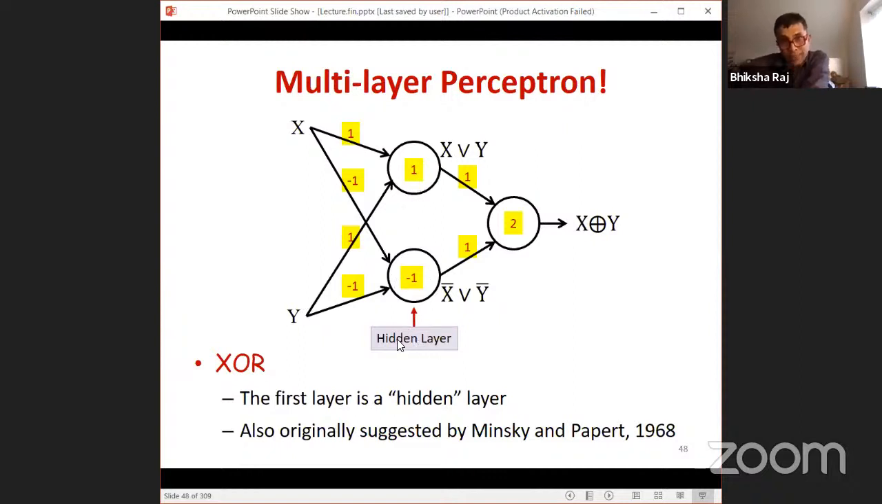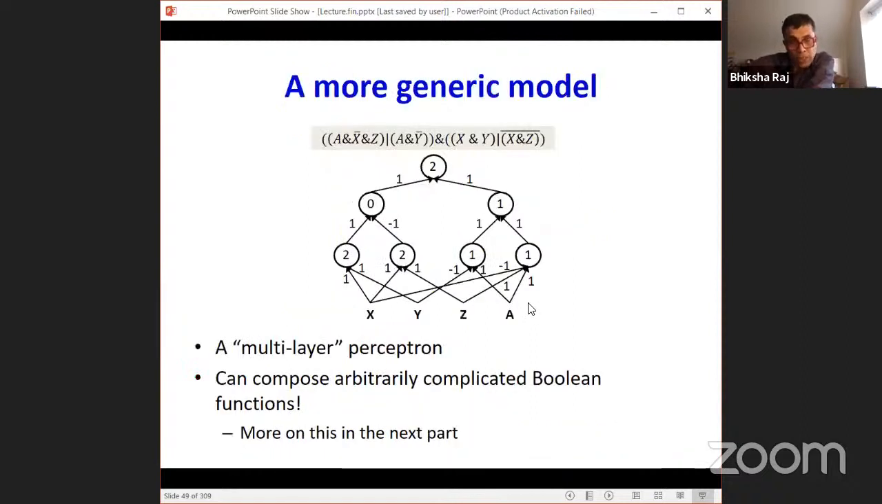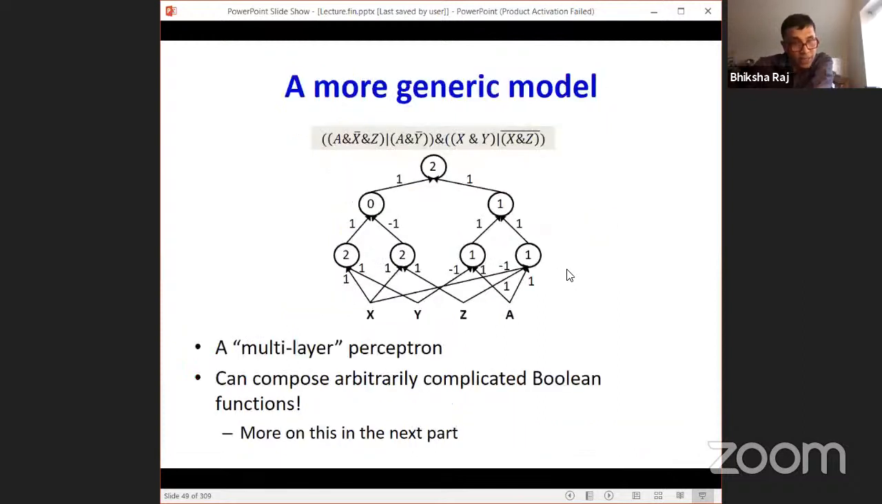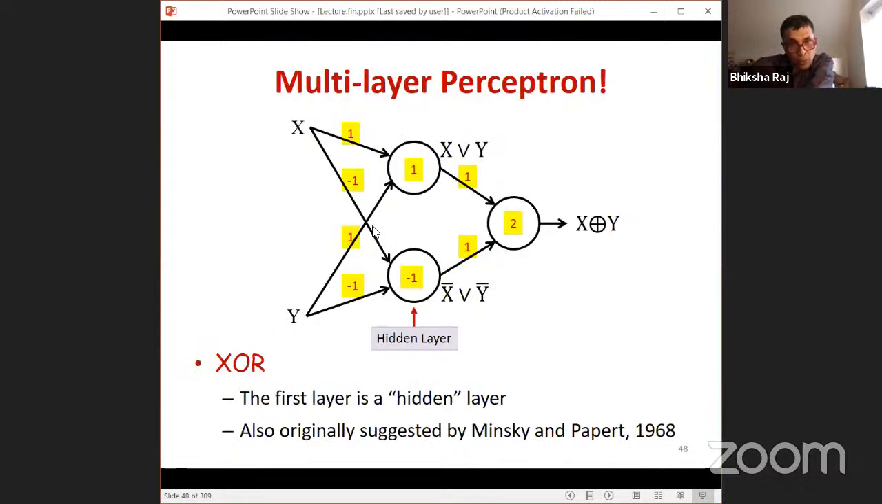The term hidden layer did not originate with Minsky and Papert. This is something that came in much later. Anyway, once you realize that networking perceptrons in this manner can produce an XOR, the concept of networking becomes much more powerful. So this is no longer a simple perceptron, it's a multi-layer perceptron, because you have two layers of perceptrons.